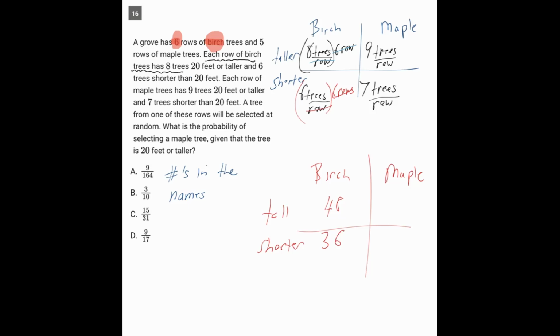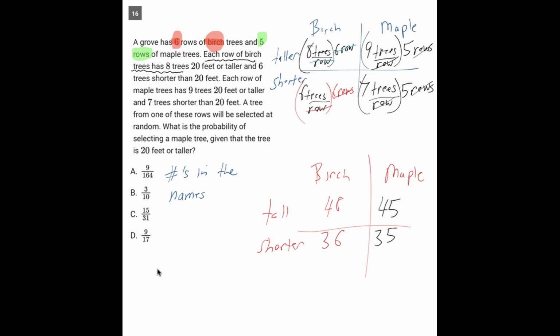Now going over to the maple, we see that there are 5 rows of maple trees. So 9 trees per row and 5 rows. The rows cancel with the rows, giving you 45 maple trees. And then once again, for the maple, there are 5 rows. And once again, when the rows cancel, we have 7 times 5 trees, 35 trees. So now we've calculated the number of total trees, accounting for the fact that there are numbers in the names, and there are this many rows. So we put it all together into something that's a little easier to understand.